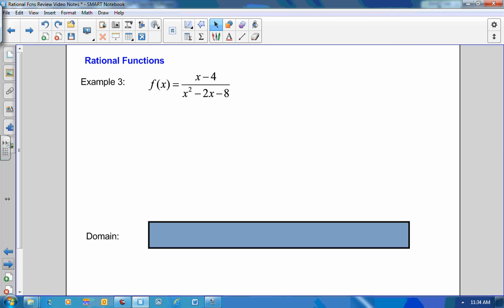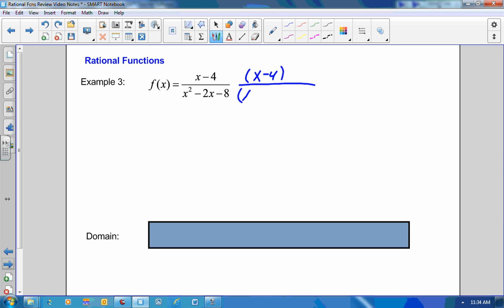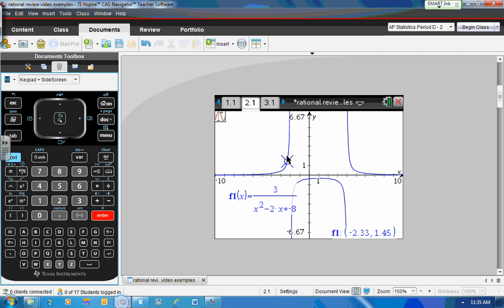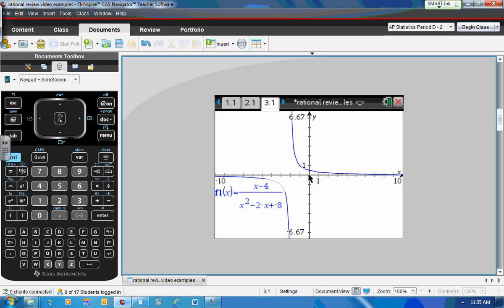In our next example, I notice that I don't have a constant in the numerator anymore. I have x minus 4. I'm just going to group that together. I'm going to factor the denominator, the same expression as before, x minus 4 times the quantity x plus 2. But the difference here, you'll note, is that there's a common factor in the numerator and denominator, resulting in the expression 1 over x plus 2. Now, let's see what that ends up looking like. So let's go to the graph of that function.